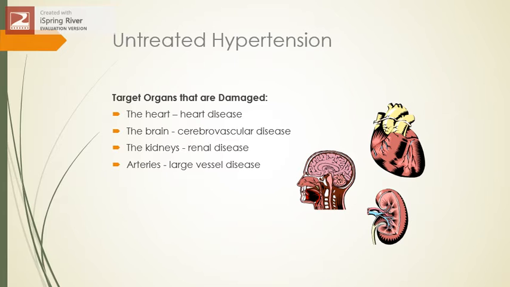So untreated hypertension damages 4 organs in particular: the heart, the brain, the kidneys, and then the arteries, which I suppose aren't technically an organ. But the heart, of course, there's risk for heart disease. The brain, there's risk for cerebrovascular disease, which is typically stroke. Kidney disease due to damage of the vessels of the kidneys. And then damage to the large vessels like the aorta.